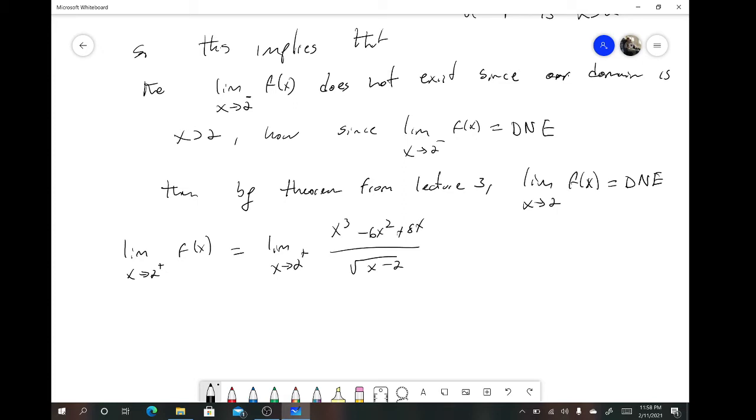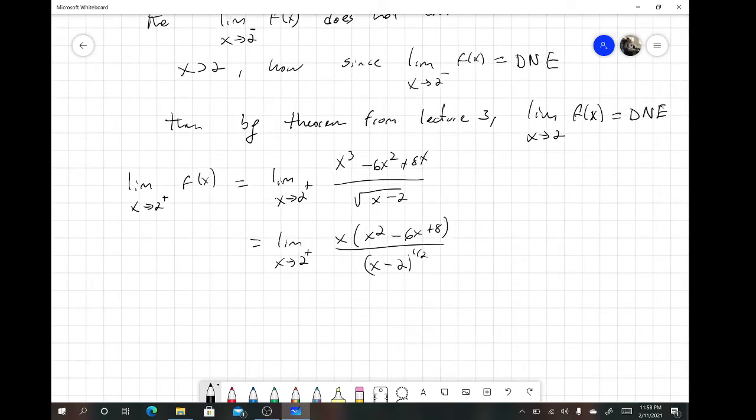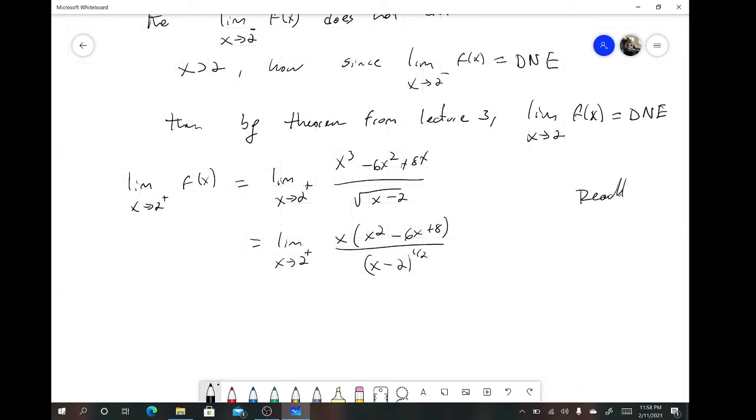Now, we could factor the numerator. So notice everything in the numerator has an x, so we could pull an x out, and we'll be left with x squared minus 6x plus 8. And in the denominator, we could rewrite that as x minus 2 to the power 1/2. And again, if you don't remember, recall, square root of x is the same thing as x to the 1/2 power. So that's where I get that.